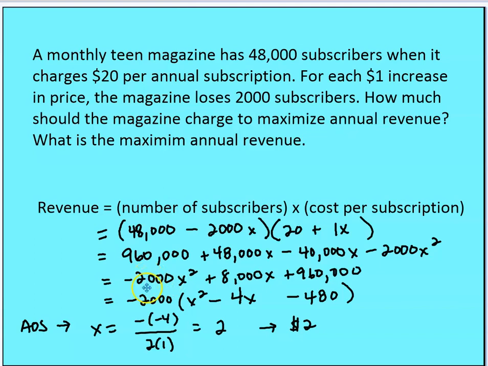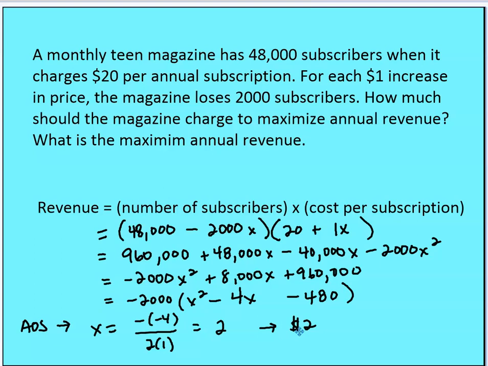As we talked about before, we're going to extract or distribute out the common factors. In this case, it's 2,000. I'm left with x squared minus 4x minus 480. Then I'm going to use that to find my axis of symmetry. It's minus b, or minus 4, over 2. Right? Which brings me to x is equal to 2. So 2 is a value for x where we achieve the maximum revenue.